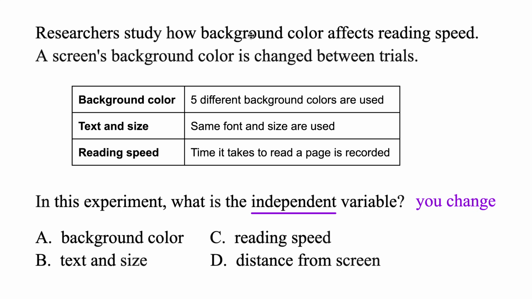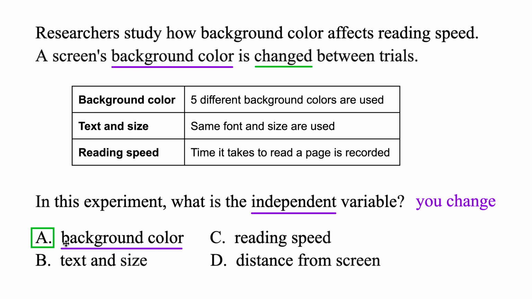Researchers study how background color affects reading speed. A screen's background color is changed between trials. But there it is. They tell us the thing being changed is the background color of the screen. So automatically, this is the independent variable, the thing that they're changing here. So A, that's the correct option.